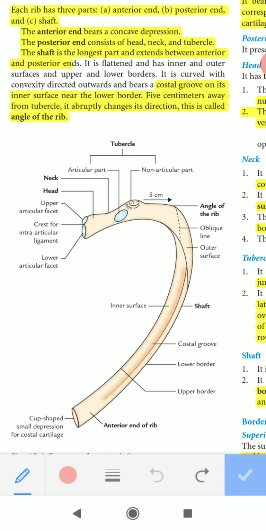And look at that, the ribs are always in a curved manner. Okay, and there is a costal groove on its inner surface near the lower border. So the shaft has an upper border and a lower border. Near the lower border, on the inner surface of the typical ribs, it has a groove that is known as the costal groove, the darker color. This is the costal groove. So the costal groove is situated in the lower border of the inner surface of the shaft of the typical ribs.